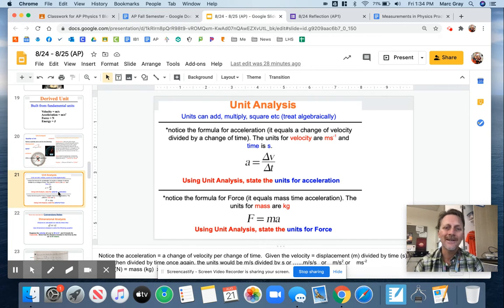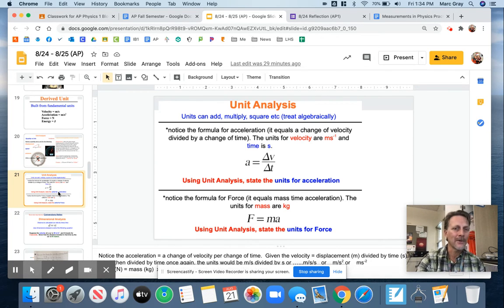So acceleration in physics, we define it as a change of velocity with respect to a change of time. Change of velocity over change of time. And the units for velocity, we call those like meters per second. Okay. And the units for time, we say per seconds.